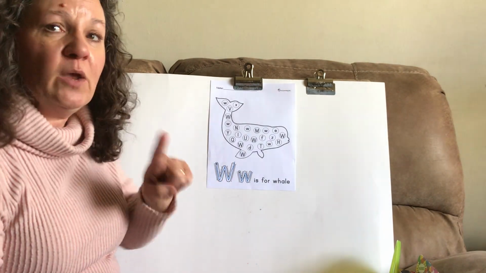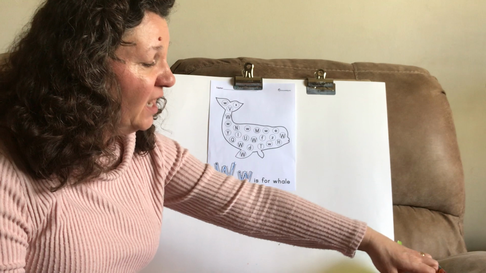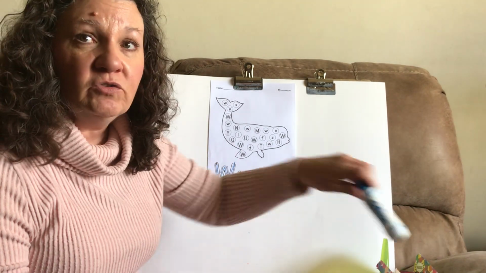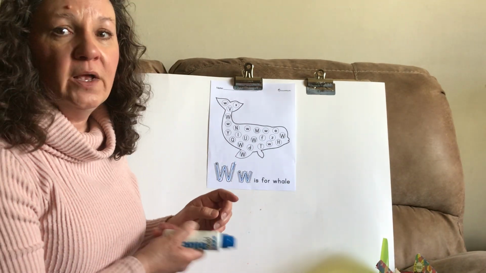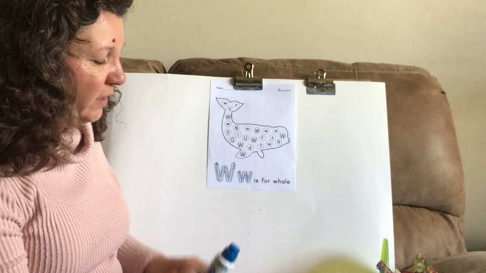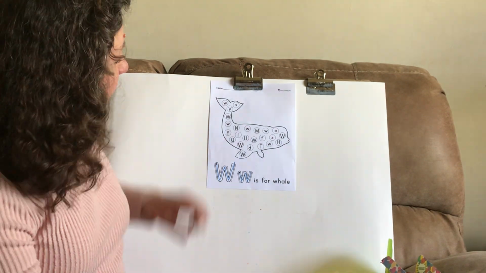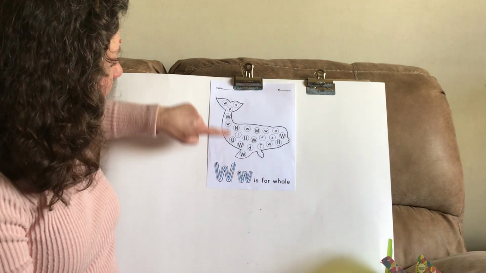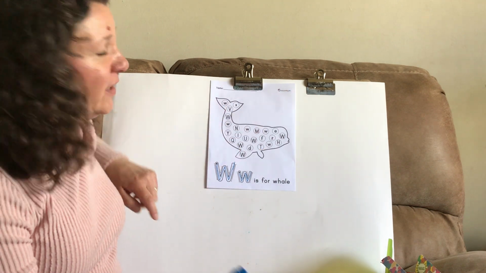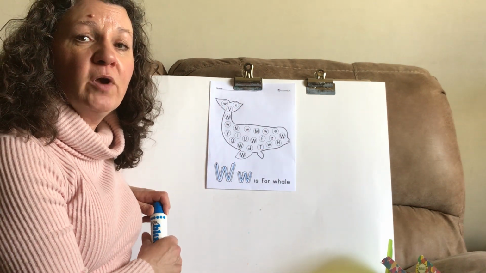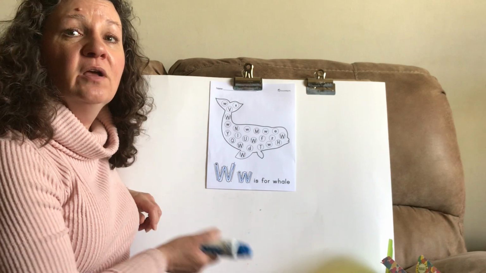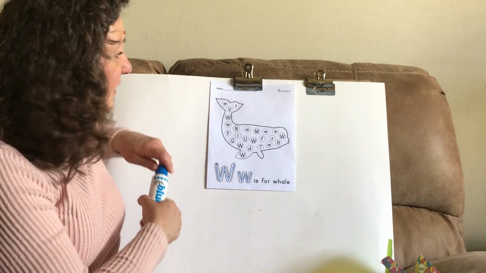Okay, so take one color. If you have a daughter, take one daughter. If you don't have a daughter, then pick one color. Okay, just one. Doesn't matter which one you use. Right? It says W is for whale. So we're going to look at all of the letters that are hiding in our whale, and we're going to find just the letter W and the w sound.